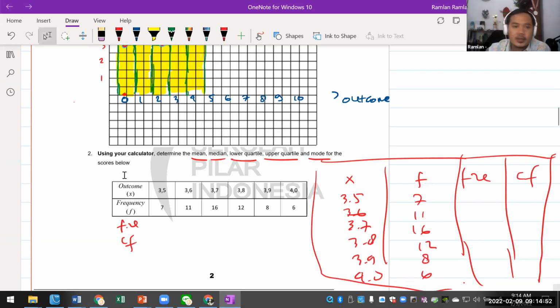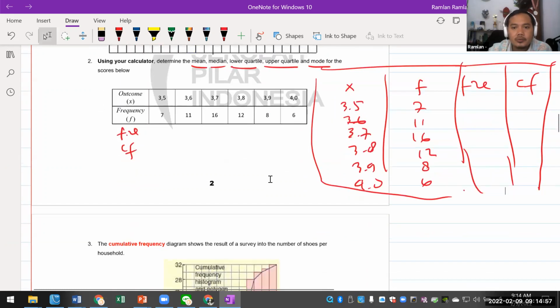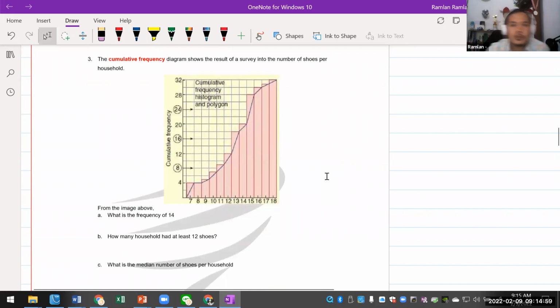Okay, so I'm going to skip number 2 because you have already done this, just use the calculator to find that. I'm going to focus here on number 3. In my years of experience giving this kind of question to students, most students are confused about the difference between a frequency distribution table, a frequency graph, and a cumulative frequency graph, right? So they are two different things actually.